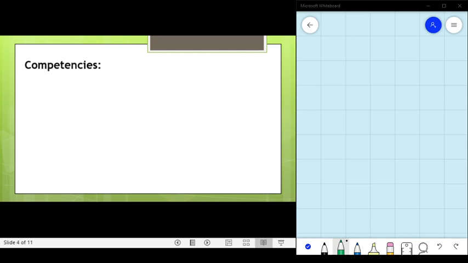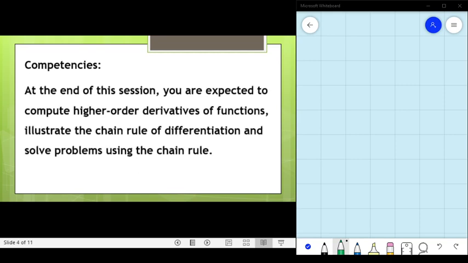The competencies. At the end of this session, you are expected to compute the higher order derivatives of functions, illustrate the chain rule of differentiation, and solve problems using the chain rule.